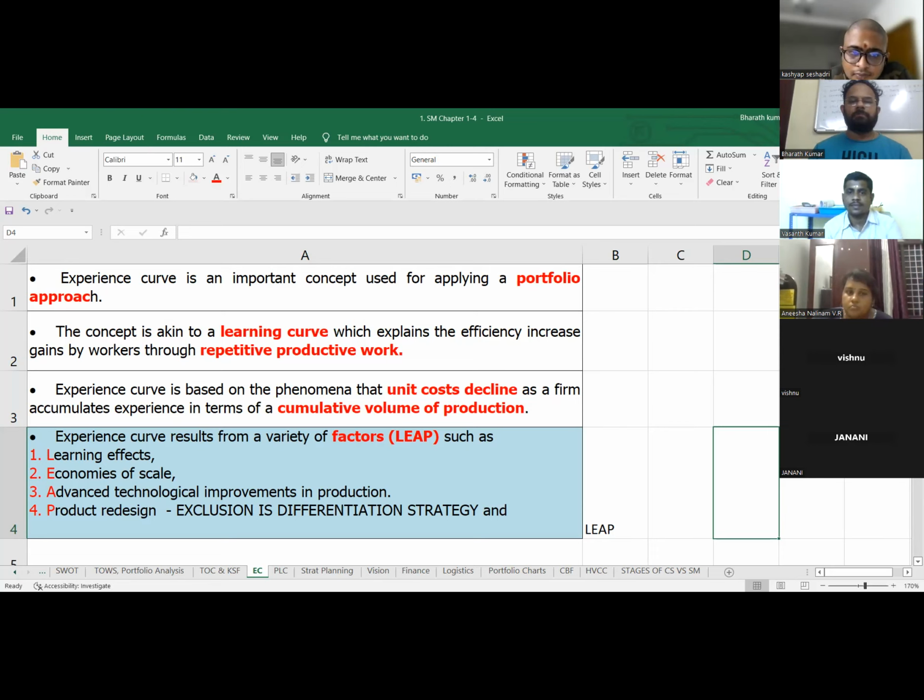Learning curve means what? I told you about SM. When you study SM regularly, on the first day it will take 3 hours. On the 5th day it will take only 1 hour. So it is akin to the learning curve, which explains the efficiency increase gained by workers through repetitive productive work. Not just repetitive work, it is repetitive productive work. You should be productive. Otherwise, if you do the same thing again and again, you will not become experienced. You will have to do more smart work. If you do it, your learning will be better. So we say learning is a continuous process. It is not going to be one day.